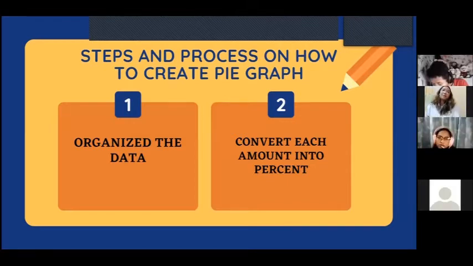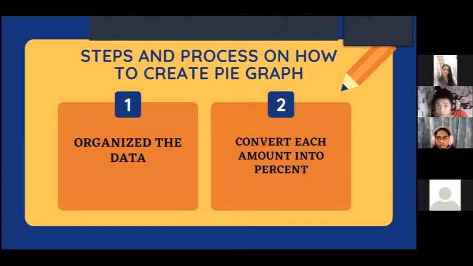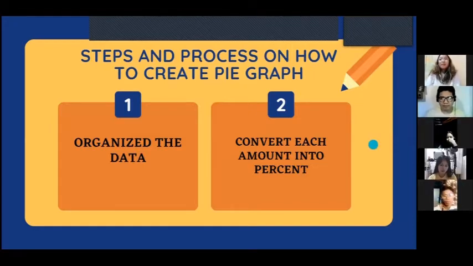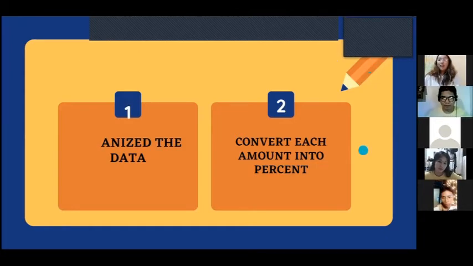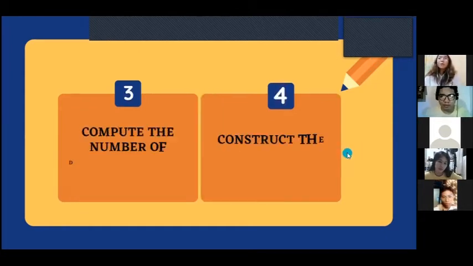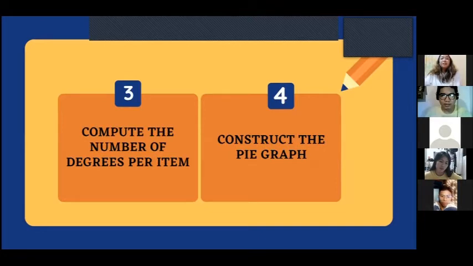Hello, I'm Karina Ortega. Here are the following steps and processes on how to create a pie graph. The first thing you have to do is to organize the data that you have gathered. Then next is to convert each amount into percent. In order to do so, you have to multiply the data that you have by 100 to get the percentage. The next thing is to compute the number of degrees per item.